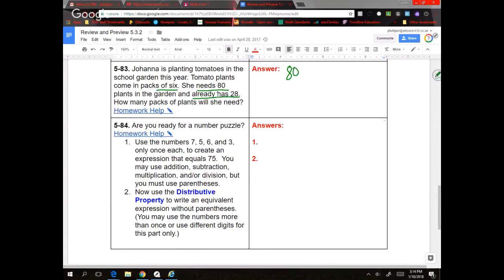I know she needed 80, and I knew she already had 28. So I figured out how much she actually needs to get. I subtracted 80 minus 28 is 52. She needs to buy 52 more plants. And I know there's 6 in a pack. So now I'm really thinking of 52 divided by 6. And I know that is equal to 8 and 4/6. But the store's not going to let you buy part of a pack. So you're going to need to buy 9 packs of tomatoes.